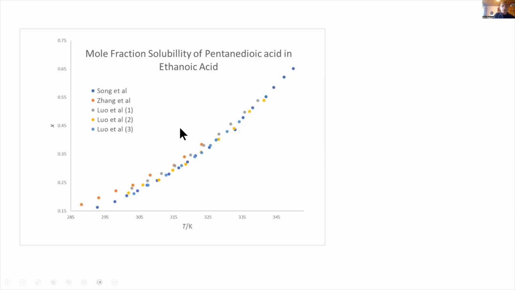Here's a set of data we had. I've forgotten how many sets of data we had that had enough that you could analyze and try and get consensus values or best values. I've chosen this slightly at random. I wanted one with enough data you could see what was going on, one that didn't have so much data you couldn't see what was going on. This is a set of data for the solubility of pentane dioic acid in ethanoic acid. There are 5 references, and the data are here in different colors.